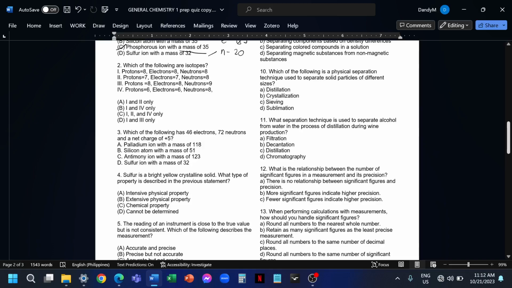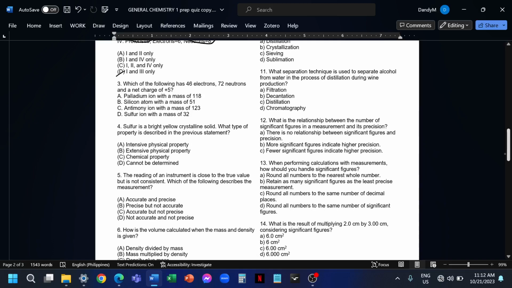If you look here, item 1 and item number 3 have the same number of protons, then they have different numbers of neutrons. So these two are isotopes. That is 1 and 3. So for number 2, the answer is letter D, 1 and 3 only.